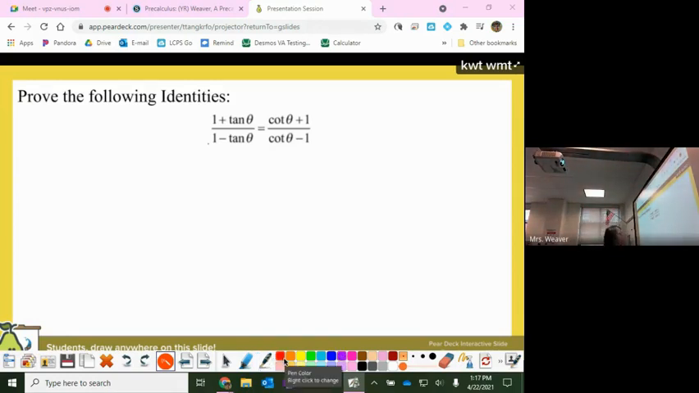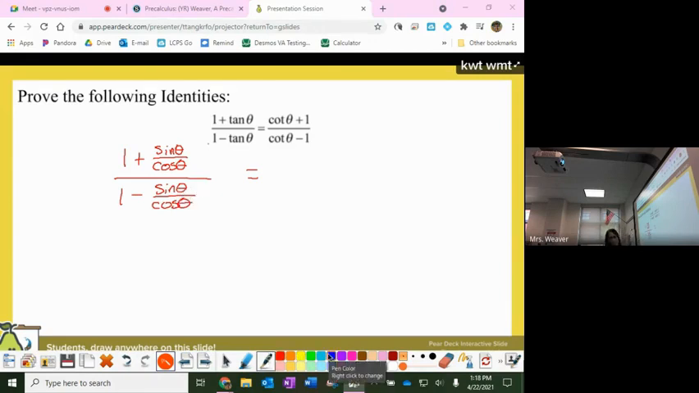So then I'm like, okay, why don't I just change everything to sine and cosine? So I started by changing everything to sine and cosine. So I did 1 plus sine theta over cosine theta over 1 minus sine theta over cosine theta. Okay. Now, I wanted to simplify that fraction. It's a compound fraction. I wanted to get rid of the denominators.